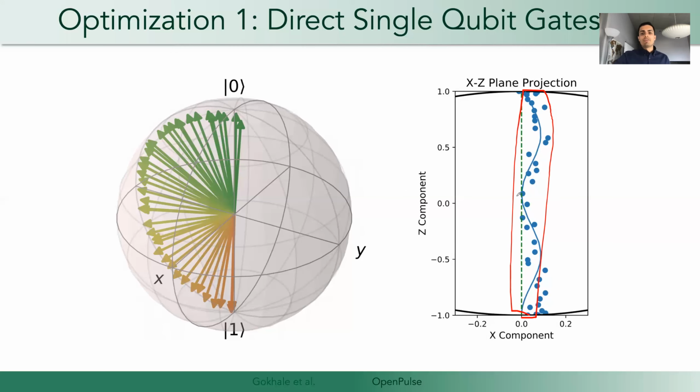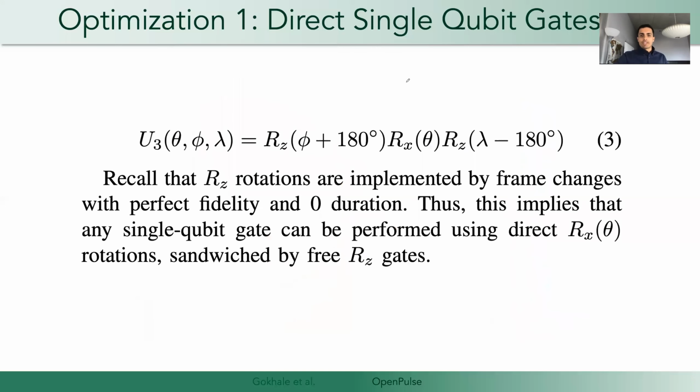So now that we've developed a way to do Rx of theta, where theta is any angle, not just 90 degrees or 180, we can talk about doing our final optimization in this set, which is doing any single qubit gate directly. And it actually turns out to be pretty easy because there is this ZXZ decomposition, which has now been implemented in Qiskit by Ali, our co-author, based on this work.